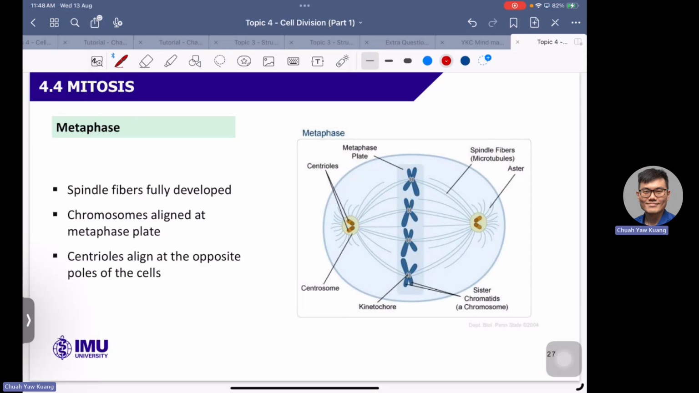So in other words, during this time, this is where the spindle fiber is the longest. Compared to other phases, this is when it's longest.